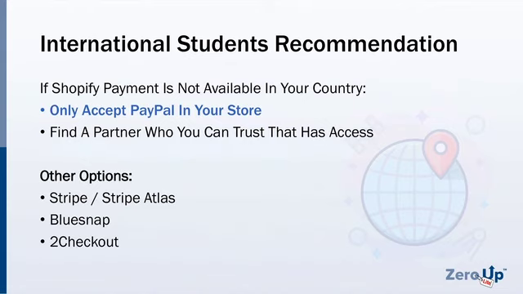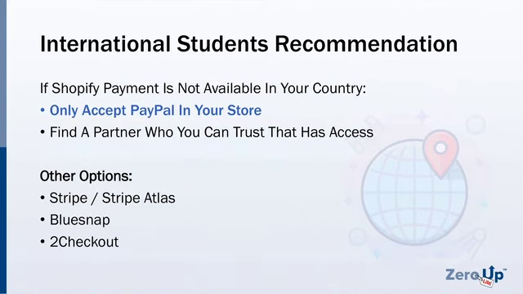Now, the other option for you, if you don't have a partner and you don't want to just accept PayPal, is you can look at Stripe or Stripe Atlas. Stripe Atlas is a new service that Stripe has created for any of you who are international and want a US entity to process payments online. So this is called Stripe Atlas. Google it, check it out.